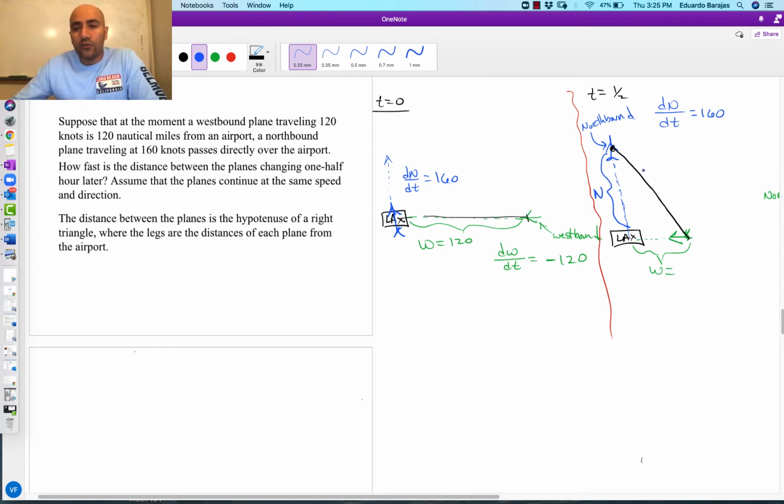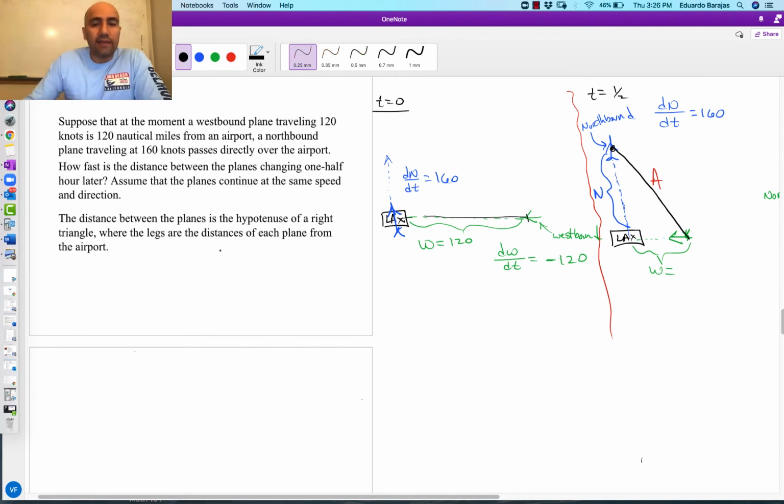Now, we could use the letter d for distance. Seems pretty plausible. But then when we take derivatives, it's weird because we have d/dt of d, so it looks pretty ugly. So we should look for a different variable. I'm just going to use the letter A. We'll say A is that distance between the two airplanes.